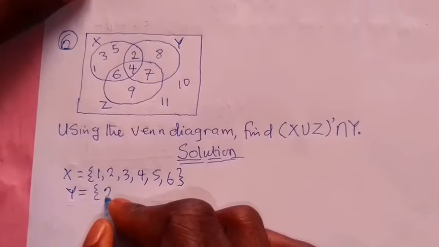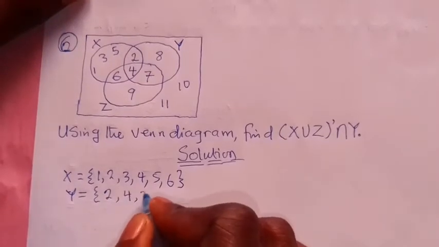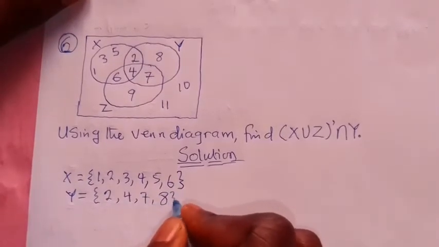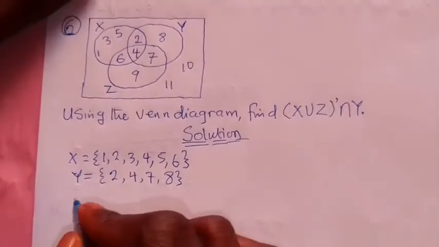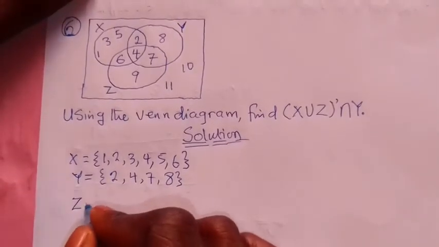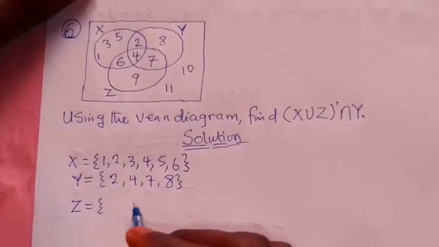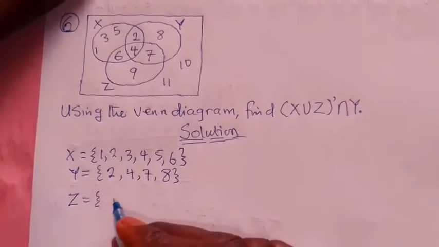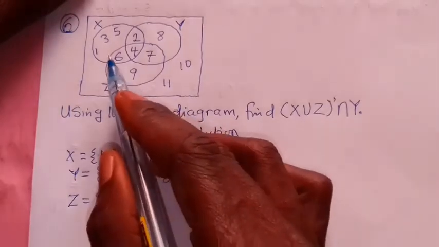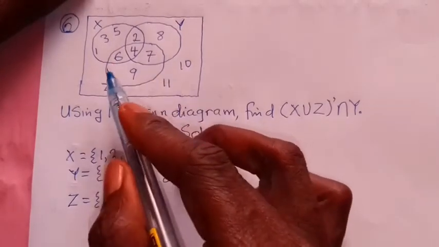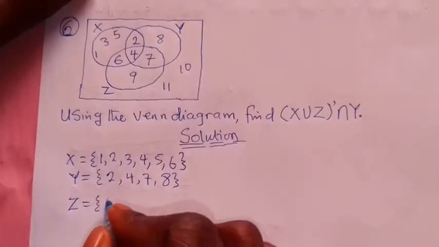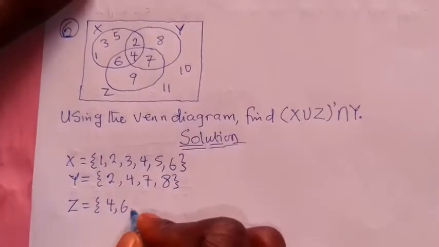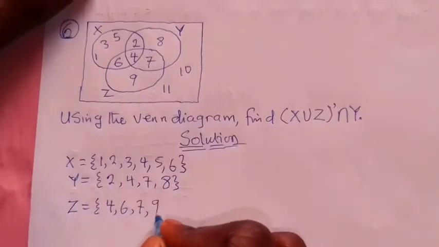So write it out. 2, 4, 7, and what? And 8. Okay, those are the elements you see in set Y. Now let us write out the elements in Z. Now the elements in set Z, as you can see, if you follow the circle here, we have 4, 6, 7, 9. So write out 4, 6, 7, and what?